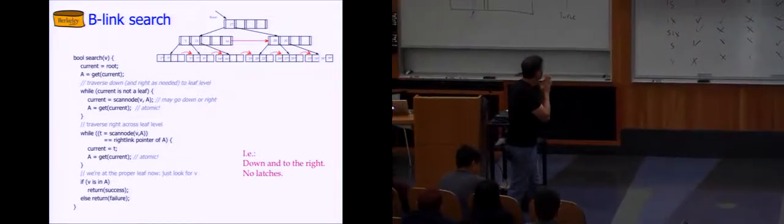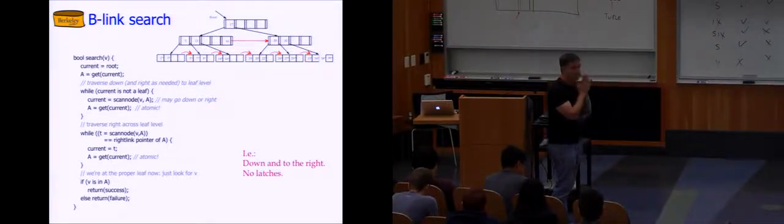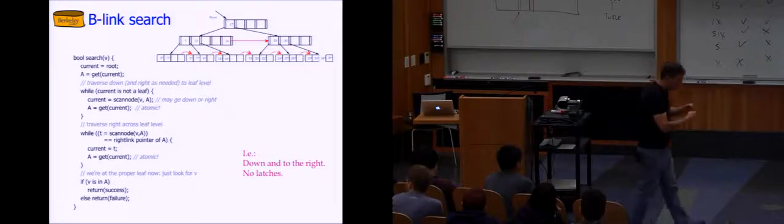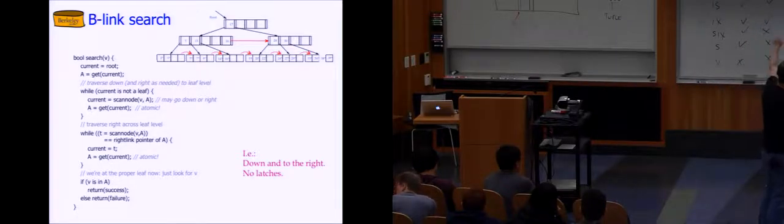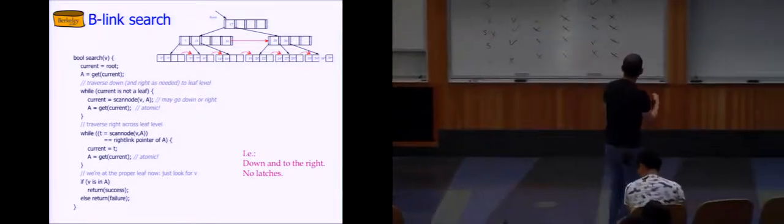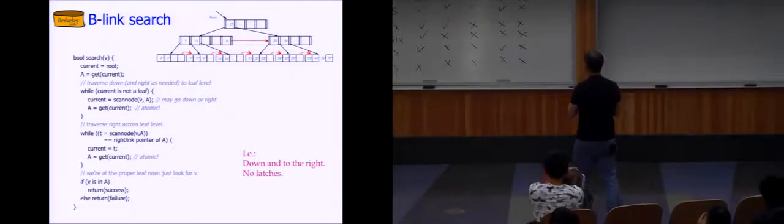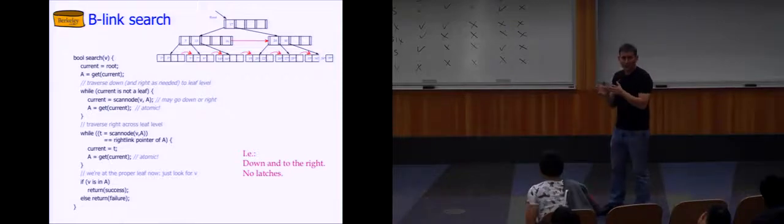All right, now that we've arrived at a leaf node, it might have split. And so we have to run along the bottom of the tree to the right till we find the right tuple. So we keep running scan node at the leaf level till we get to a leaf node that has our data or doesn't, but that our data is in the range of that leaf node.